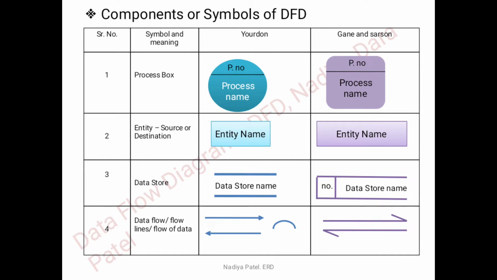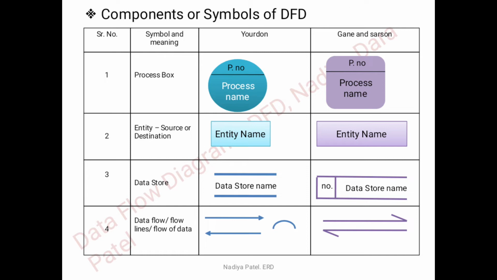Similarly, we have some Gane and Sarson symbols, which have the same working, or you can say the same meaning, but the shapes are changed. As you can see, Yourdon made use of a circle, Gane and Sarson have made use of a square with rounded corners, again with a partition for process number and process name. The second symbol used in Gane and Sarson is the entity, which is either a source or a destination.